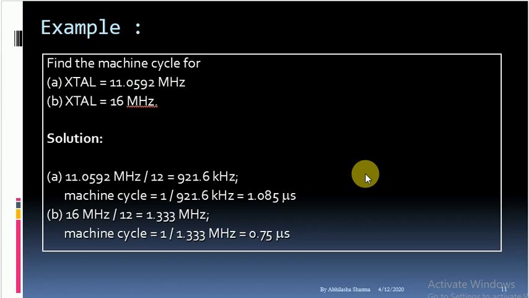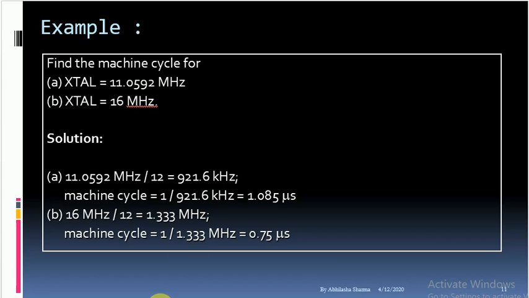Okay, got it at this point? So each and every given crystal frequency is divided by 12, and you all know the definition of the machine cycle, the definition of the instruction cycle or the T state. We have already discussed these terms. So whenever you want to calculate the machine cycle, the given frequency is divided by 12 and you take the reciprocal of that.